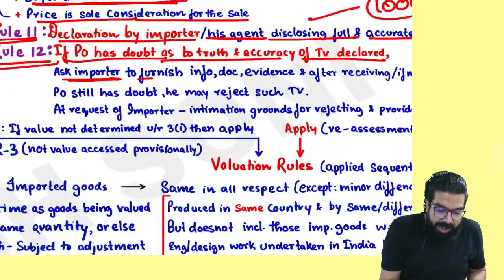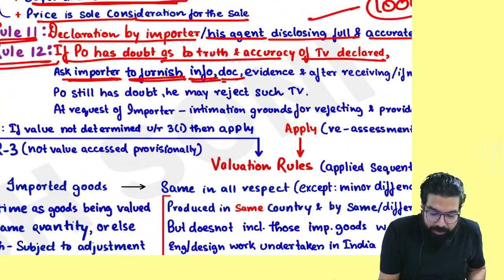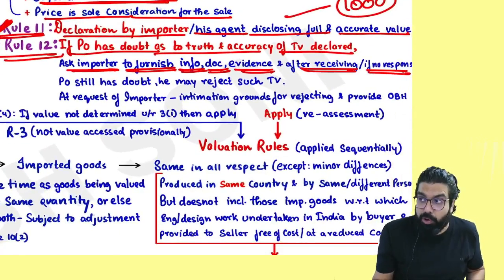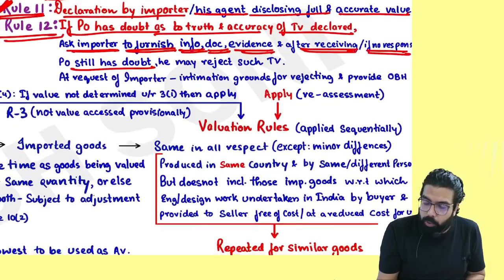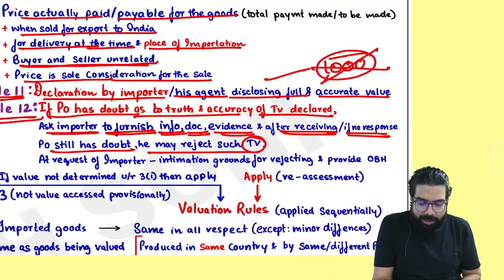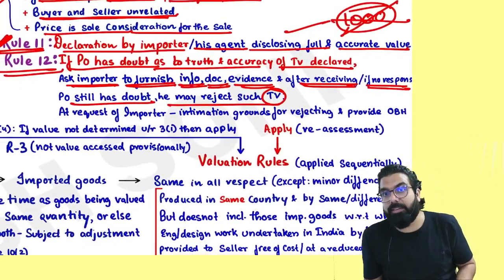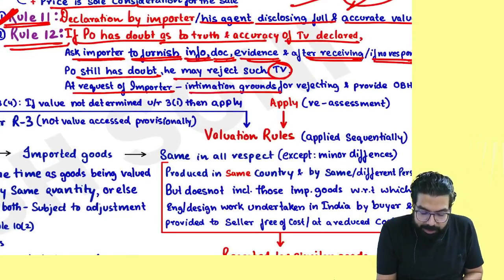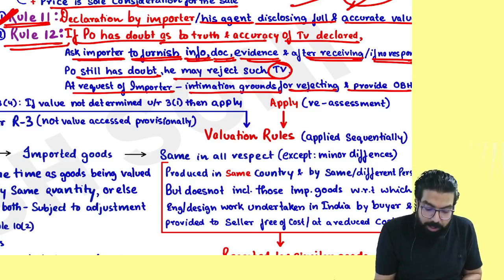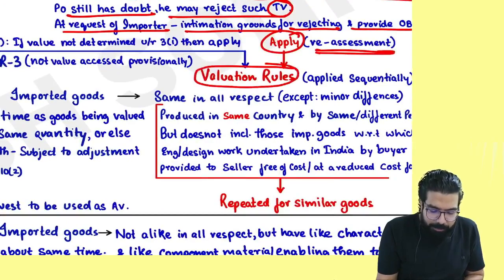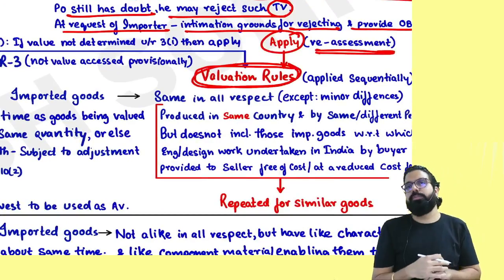Officer will ask you to furnish information, document, evidence, and after receiving the evidence, if you don't respond, he still has a doubt, he will reject the transaction value. He'll tell, hey, you are lying, don't waste time. This transaction value is wrong, and he will intimate you the ground for rejection and provide the opportunity of being heard, and now reassessment is done by applying valuation rules.